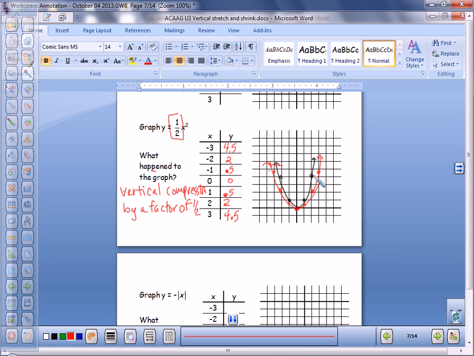Half of 1 is 1/2. Half of 4 is 2. And do you see how that's how we got our y moves? Half of 4 is 2. Half of 1 is 1/2. So we can just take half of the original to get these points.